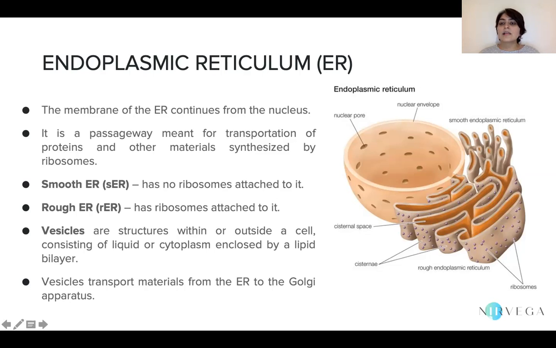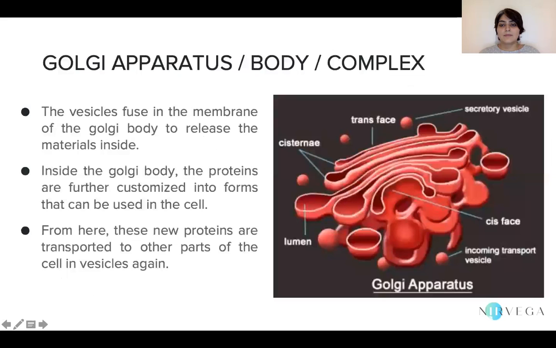It is almost like a mini cell, but it only carries the necessary proteins from the ER to the other parts of the cell. Okay, it will not have any organelles. It is an organelle itself. Vesicles basically transport the materials from the ER to the next important organelle, and that is the Golgi apparatus.